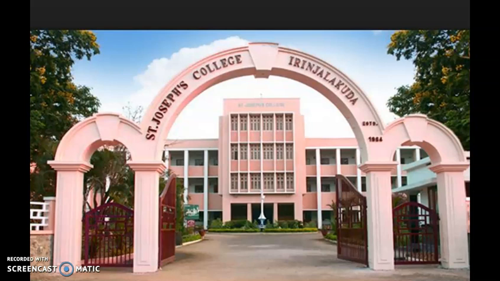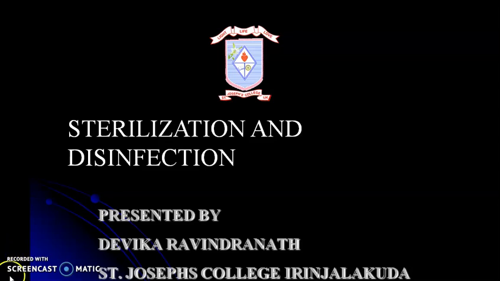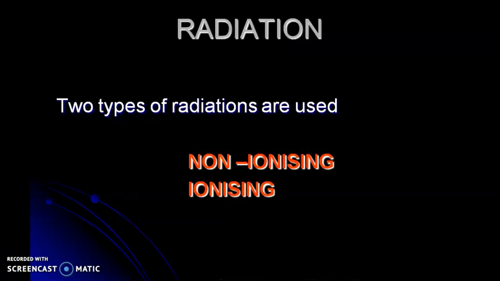So in the previous session, we were discussing the various methods of sterilization, and we concluded with moist heat sterilization, which comes under the physical agents. The next topic under physical agents is radiation. There are two types of radiation used.